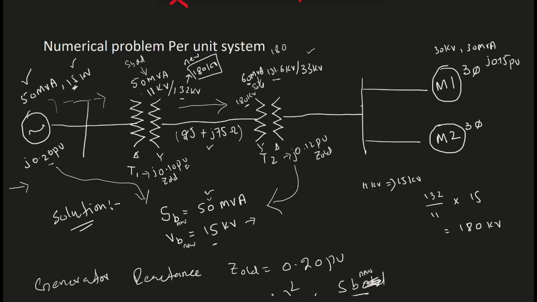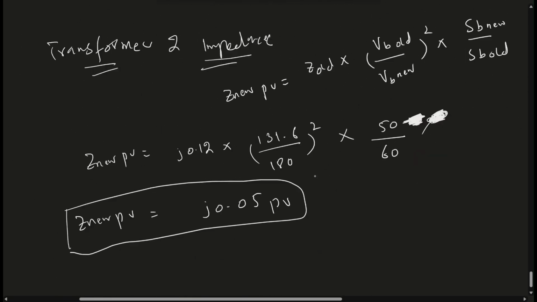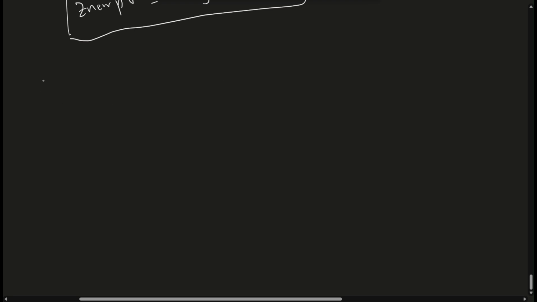Now in the SLD we have the last term, which is loads. The loads are three phase loads, motor 1 and motor 2. Let me write the motor 2 ratings, which is also 30 kV and 20 MVA, and its reactance is j0.15 per unit. Now we will convert the motor impedances to per unit.